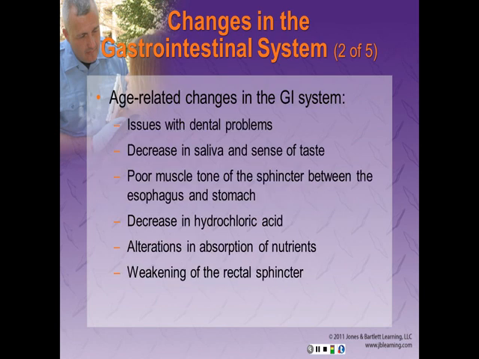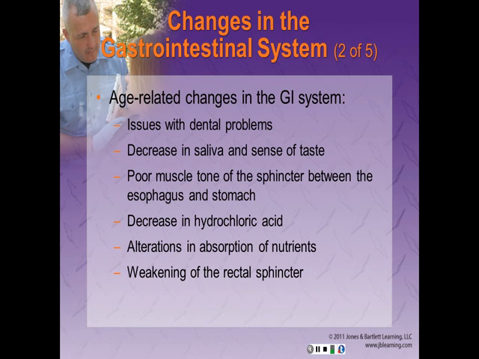Age-related changes to the gastrointestinal system include issues with dental problems, decrease in saliva and sense of taste leading to poor nutrition, poor muscle tone of the smooth muscle sphincter between the esophagus and stomach, and this can cause regurgitation and lead to heartburn and acid reflux, a decrease in hydrochloric acid in the stomach, alterations in absorption of nutrients and slowing peristalsis, and weakening of the rectal sphincter.